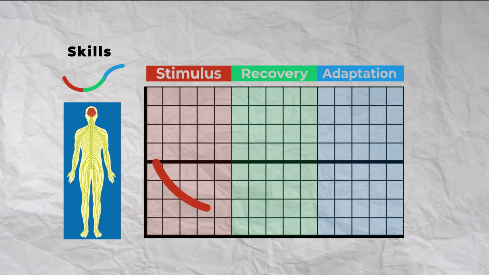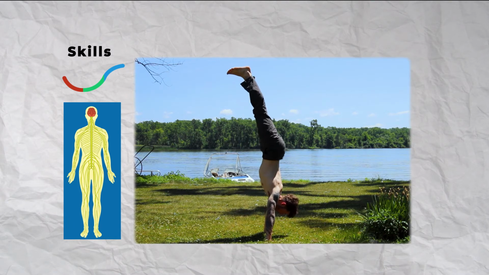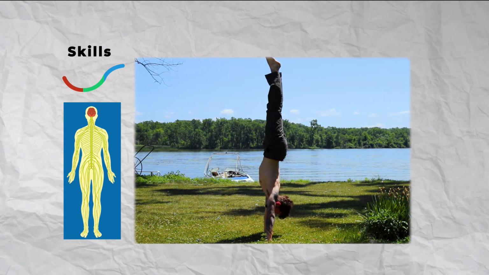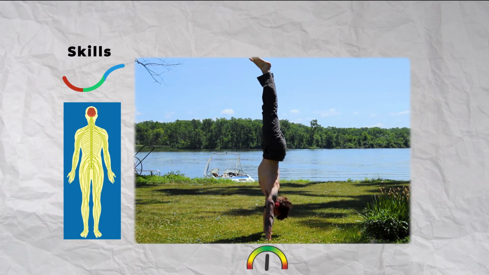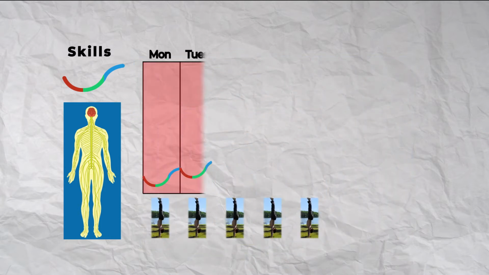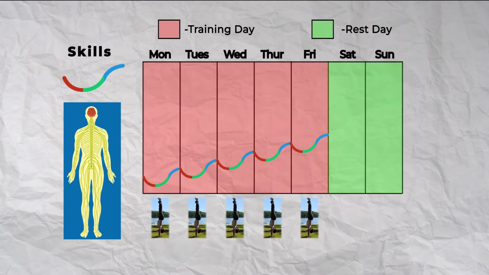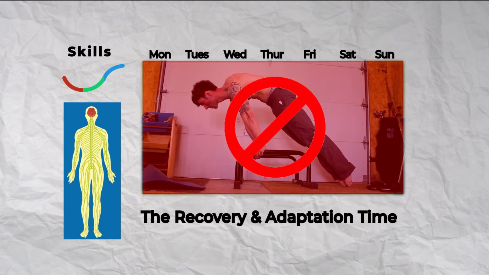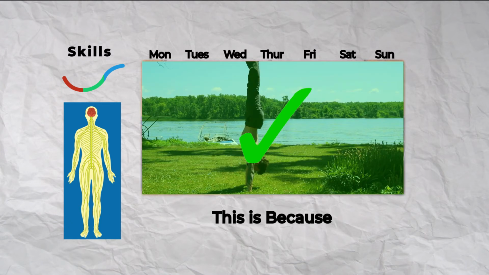The skills and technique curve is the shortest as far as adaptation time goes. Take a skill like the handstand. Once you develop the basic strength and endurance to hold it against the wall, the limiting factor becomes your ability to balance. Your ability to balance is a skill. You can reasonably recover and adapt from training freestanding handstands 5 to 6 days a week. As long as the skill isn't strength-based in nature, the recovery and adaptation time will be minimal. This is because if your tissues or nervous system aren't fatigued, they don't have much they need to recover from.